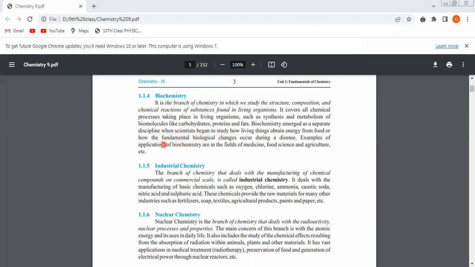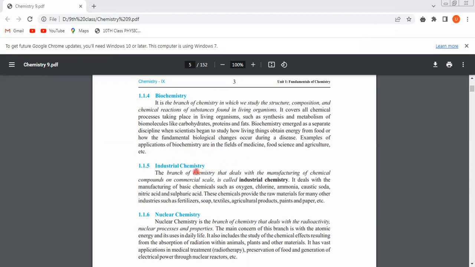Biochemistry emerged as a separate discipline when scientists began to study how living things obtain energy from food and how the fundamental biological changes occur during a disease. Examples of applications of biochemistry are in the fields of medicine, food science, and agriculture, etc.